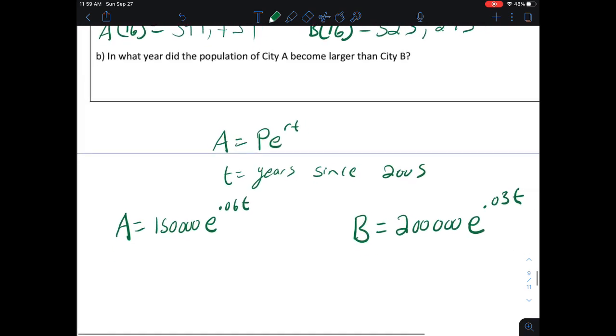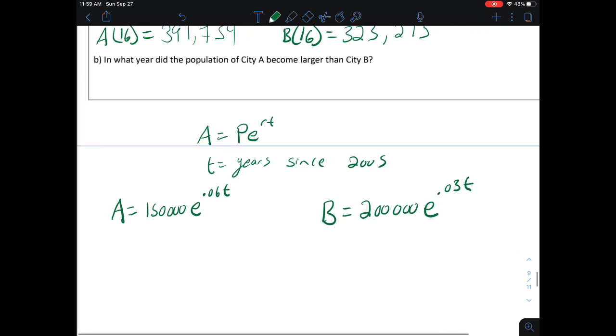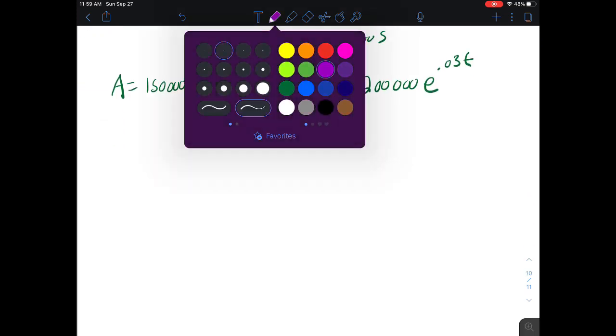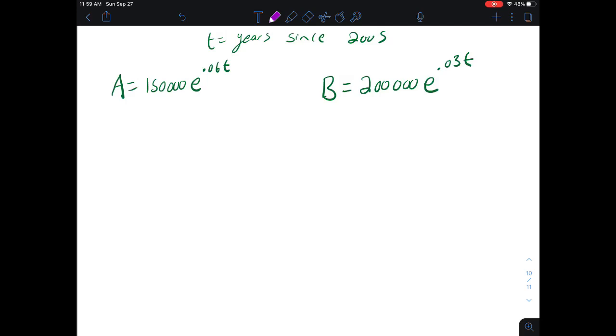And now that takes us to part B. In what year did the population of city A become larger than city B? So what I'm going to do is take my two equations. In order to do that, I need to figure out when they equal one another. So I have 150,000 times E to the 0.06 T is equal to 200,000 times E to the 0.03 T. And then I want to go solve from there.